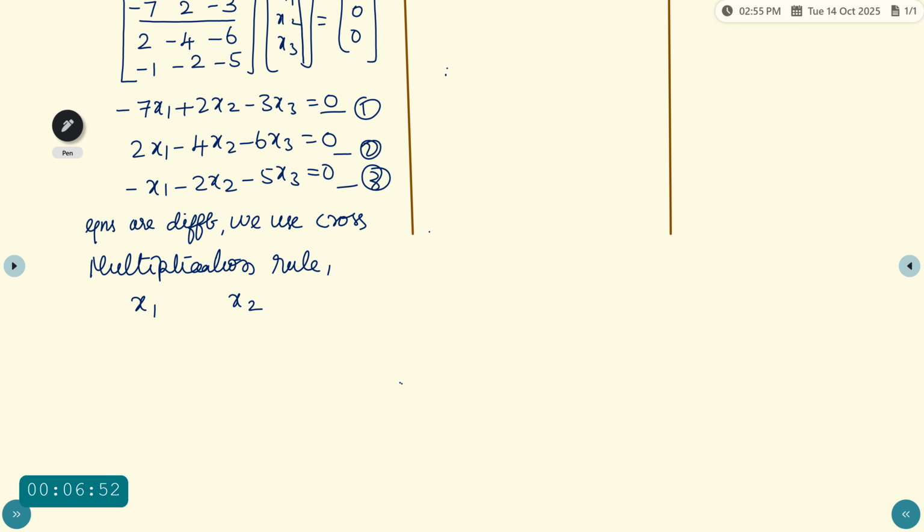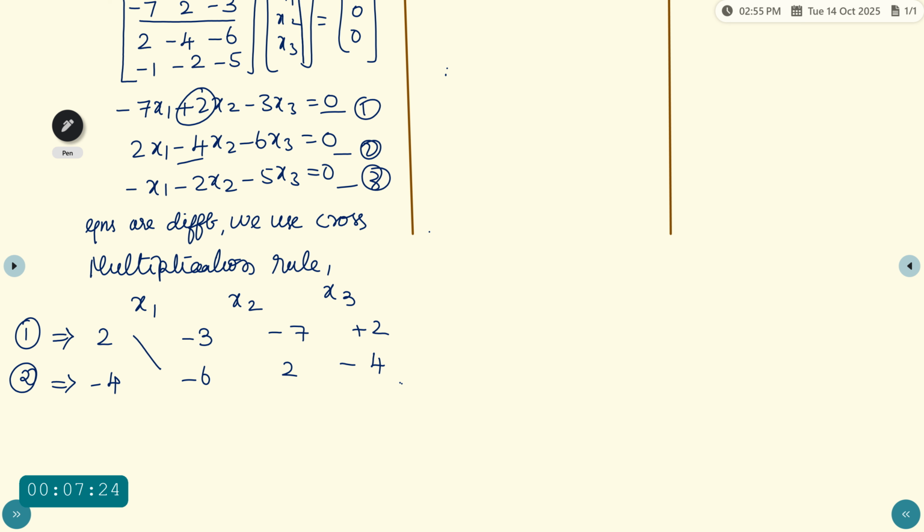How to write x1, x2 and x3? Start with the middle value. You can take equations 1 and 2. The coefficient of the first equation, you can start with the middle value, that is 2, and minus 3, then minus 7 and 2. The second equation, the coefficient of the middle value is minus 4, that is the x2 coefficient, then the x3 coefficient, x1 coefficient and x2 coefficient. Just cross multiply this.